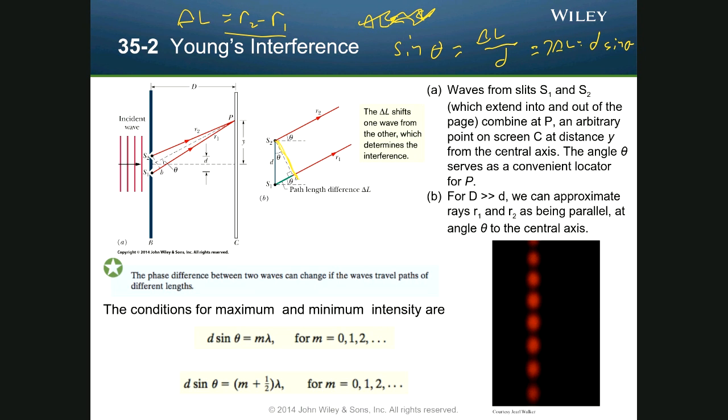So you'll notice they talk about the approximation here, in which they're quasi-parallel lines, right?